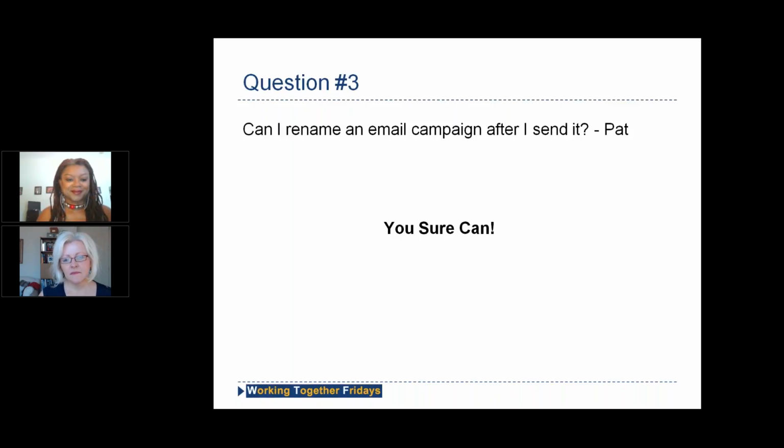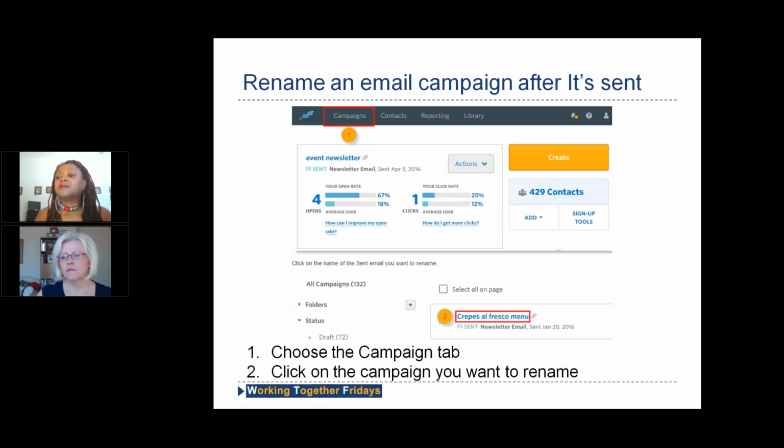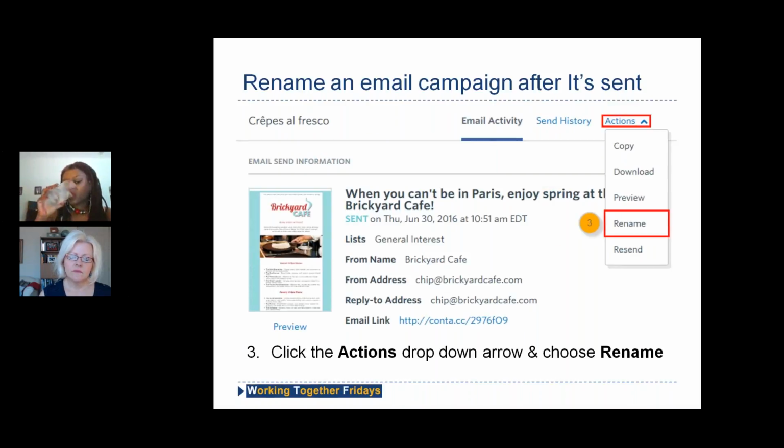The question number 3 we received from Pat is, can I rename an email campaign after I send it? And yes, you sure can. So let me show you how. In the upper left-hand corner, you're going to choose the Campaign tab, and then you're going to click on the campaign name you want. So in this case, it's Crepes Fresco Menu. And the third thing you're going to do is, when you get to that screen, in the upper right you're going to have an Actions drop down menu, and you want to choose Rename from it.